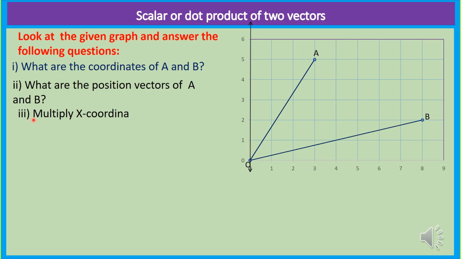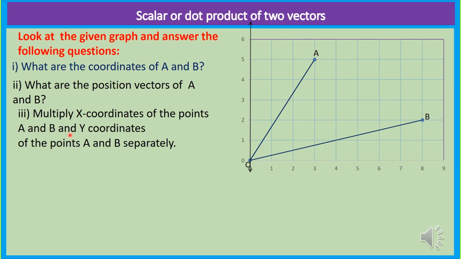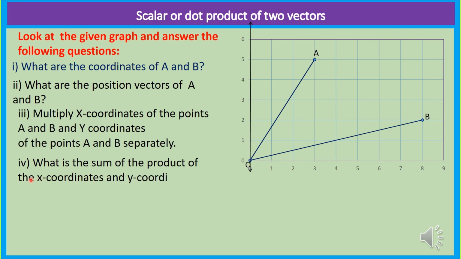The third question is that multiply x coordinates of the point A and B and y coordinates of the point A and B separately. Okay, when you multiply, find the sum of the product of the x coordinates and y coordinates of the point A and B.